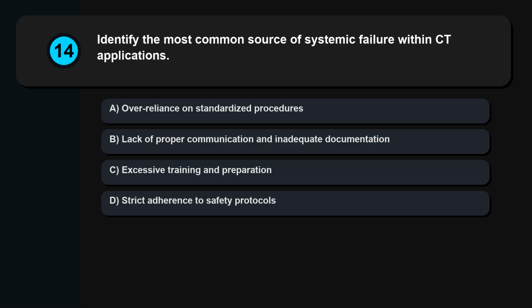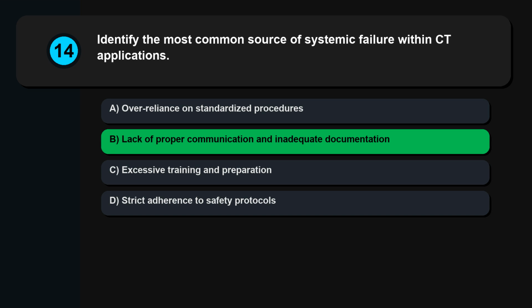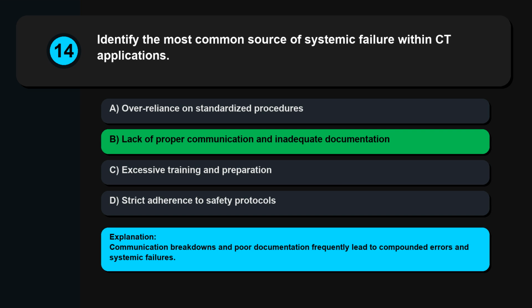Question 14. Identify the most common source of systemic failure within CT applications. Over-reliance on standardized procedures, lack of proper communication and inadequate documentation, excessive training and preparation, strict adherence to safety protocols. Communication breakdowns and poor documentation frequently lead to compounded errors and systemic failures.